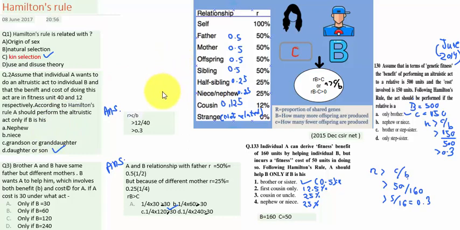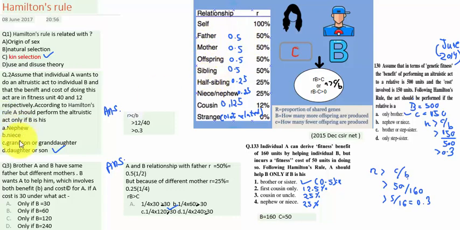Okay, so we know the formula: R is greater than C by B. Here the cost is given as 12 and the benefit is given as 40. So if we calculate, it will be 0.3. So we know that the relatedness is 0.5 for father, mother, offspring and sibling.